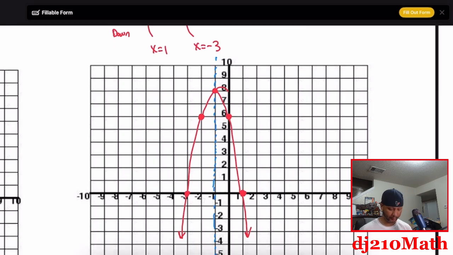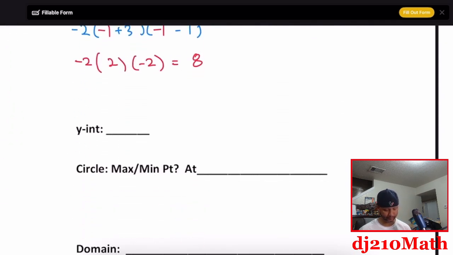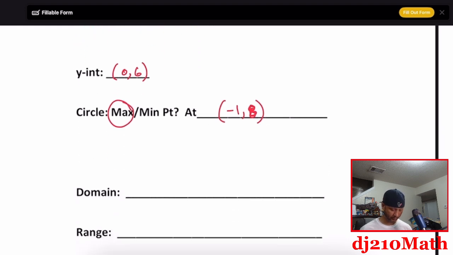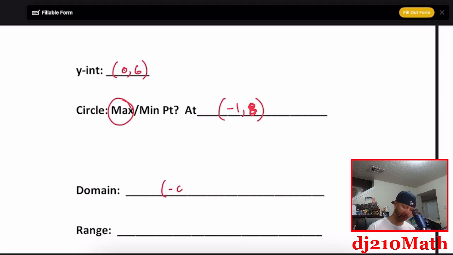Okay, 0, 6. Y-intercept is 0, 6. It opens down, so it has a maximum point at the vertex, which we know is -1, 8. 8 looks funny. Domain, all real numbers, -infinity to infinity, in interval notation.